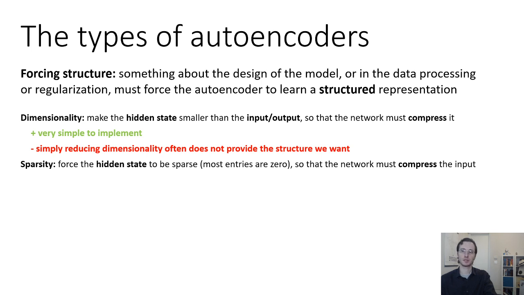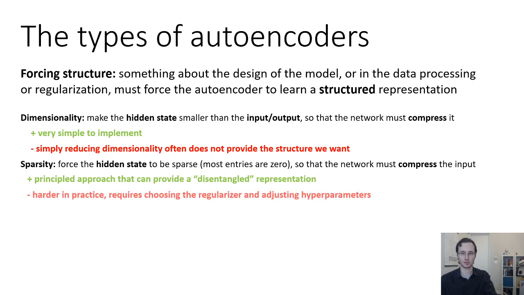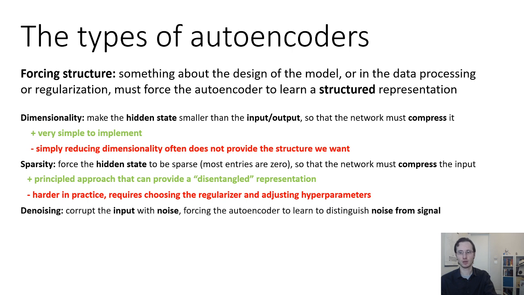Sparsity. Force the hidden state to be sparse, meaning that most entries are 0, so that the network has to compress the input. This is a principled approach that can provide very good disentangled representations with some very nice theoretical basis in neuroscience. But it's harder in practice because it requires choosing a suitable regularizer, and it requires adjusting the hyperparameters of that regularizer carefully to balance reconstruction against sparsity. So this can be a more difficult type of autoencoder to use.